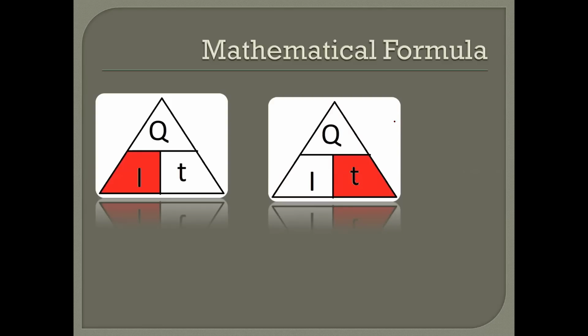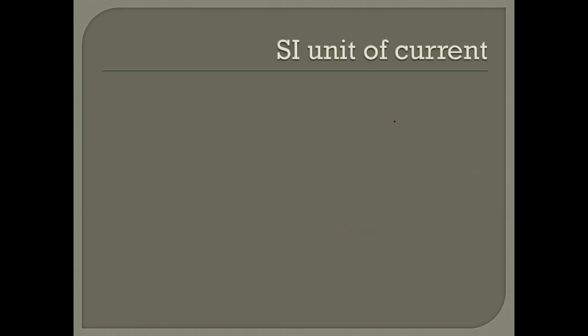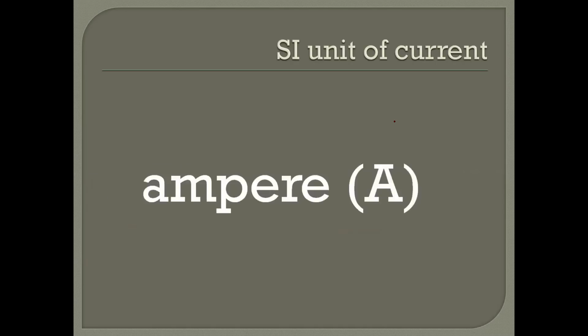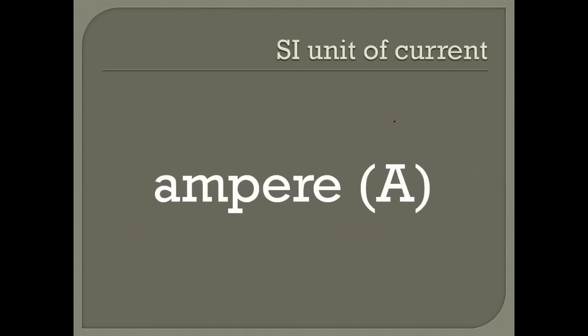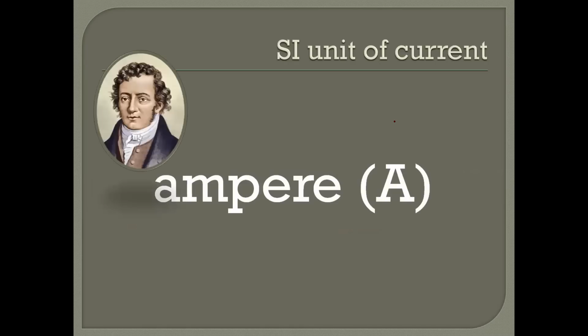Definition, mathematical formula. After that, what? Unit. What is the unit in which you can measure electric current? The SI unit of electric current is nothing but ampere. You can use the symbol capital A to represent ampere. Actually, ampere is the name given after a famous French physicist and mathematician whose name is André Ampere. It is given the unit ampere in order to recognize and respect his work in the field of electric current. And he is considered the father of electrodynamics also.